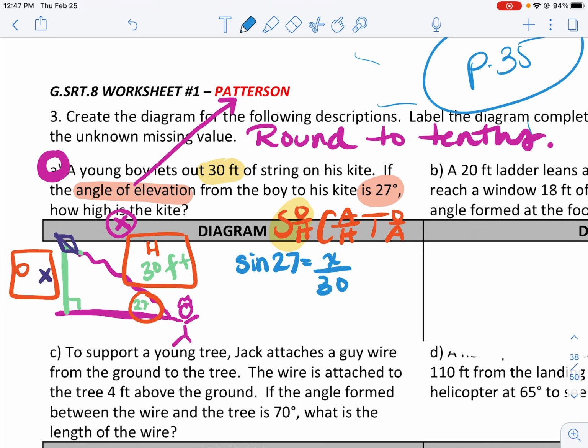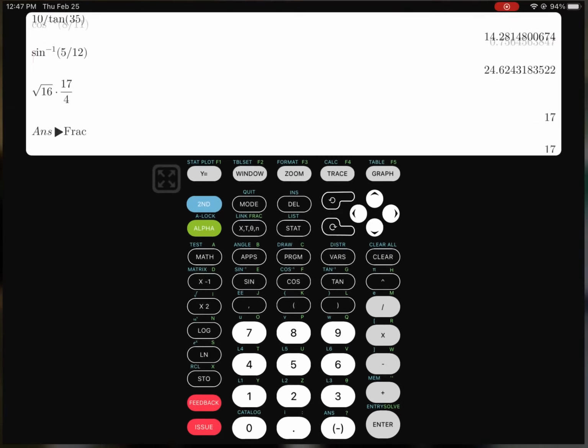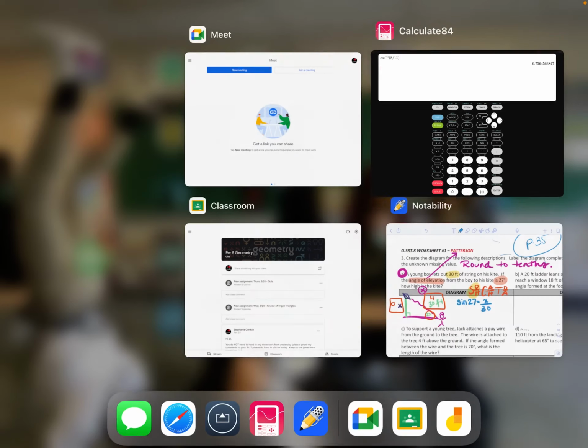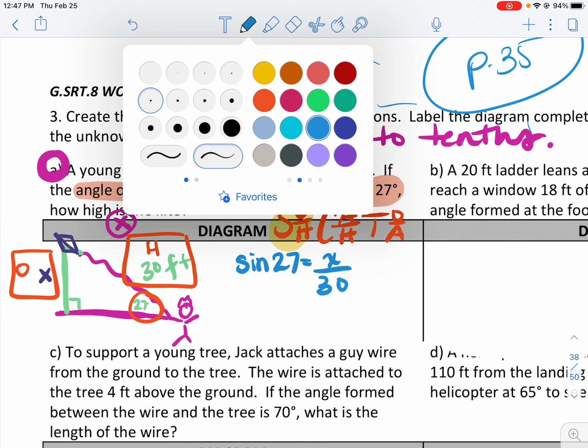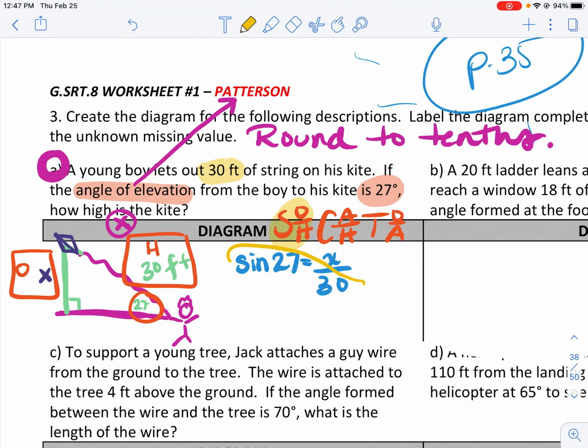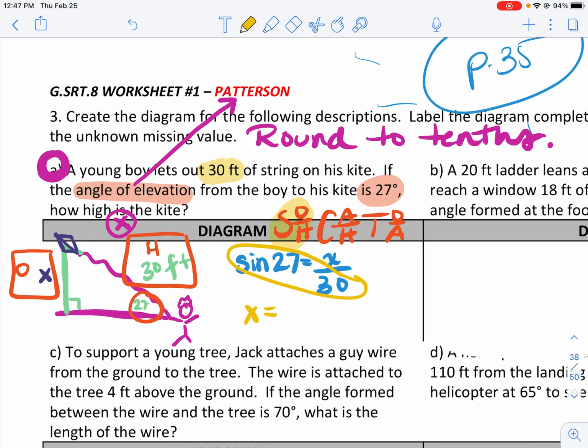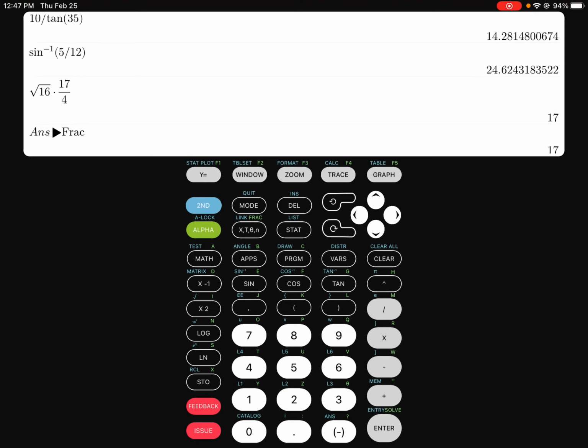Now let's make sure our calculator is in the right mode, as always. So I'm going to hit mode. Oh, it was in radian, good thing I checked, right? So go back, click degree, okay? And now these are across from each other, so all I have to do is multiply here. X equals 30 times sine of 27.